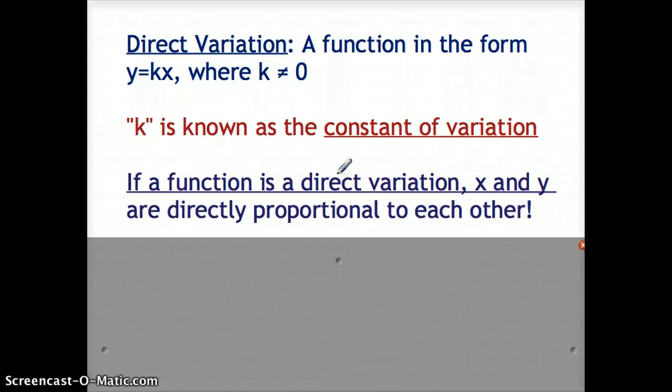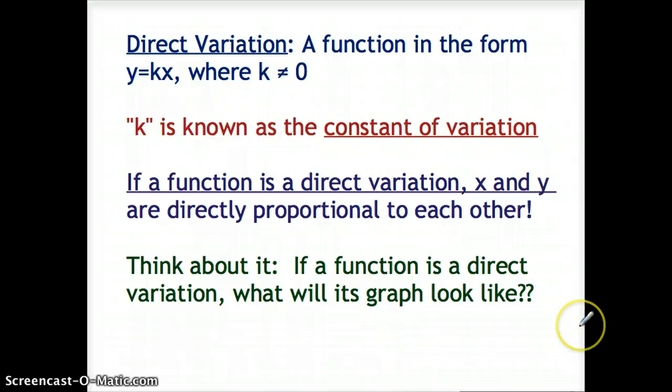And something that you have actually encountered before is talking about proportionality, when things are proportional. If a function is a direct variation, x and y are directly proportional to each other. They're always directly proportional to each other. I want you to think about this. Pause the video because I am going to say the answer in a minute, but I want to see if you can come up with it. If a function is a direct variation, what will its graph look like? So think about the equation. Think about that relationship and being directly proportional. What do you think it will look like?